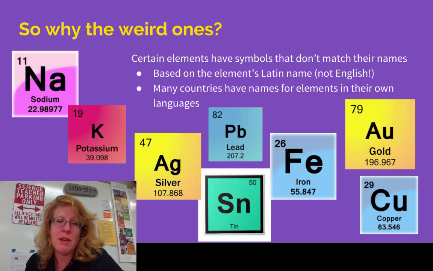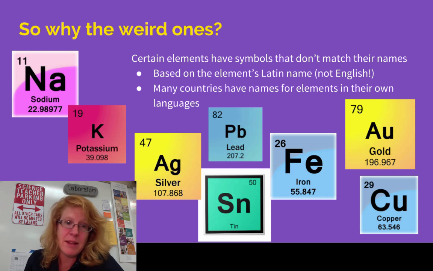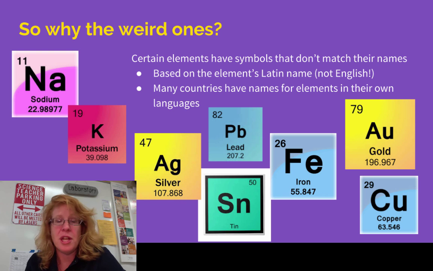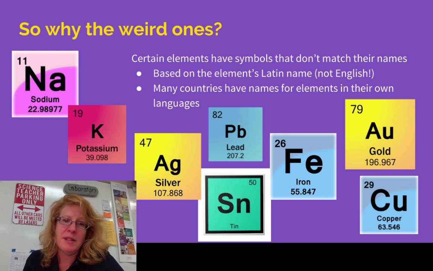And when Mendeleev and those guys came up with the original chemical formula symbols, they were using the Latin names from it. So the Latin name for sodium is natrium. The Latin name for potassium is kalium. Silver is argentum. Lead is plumbum. Tin is stannum. Iron is ferrium, gold is aurum, and copper is cuprum.